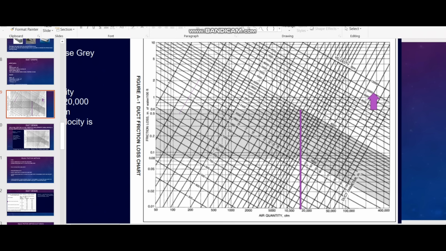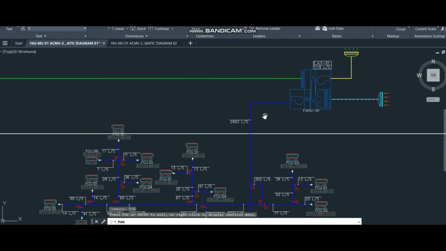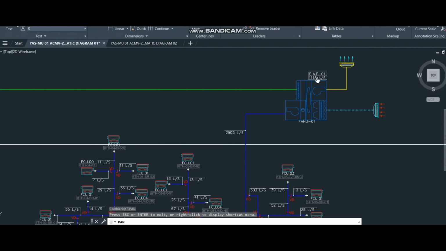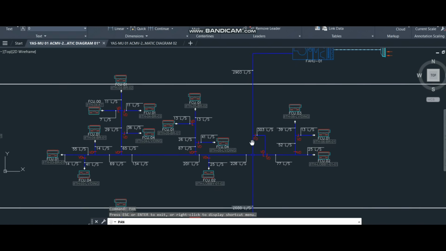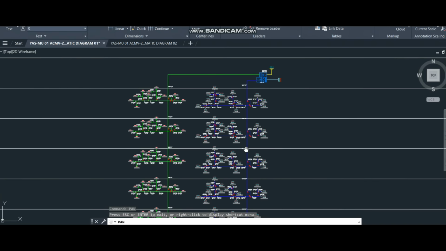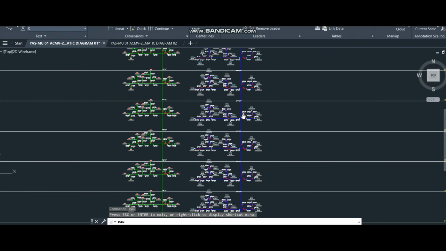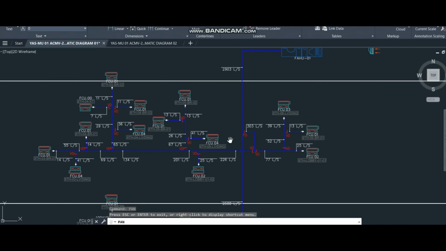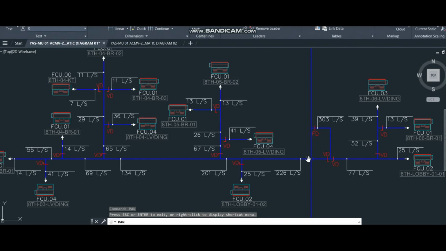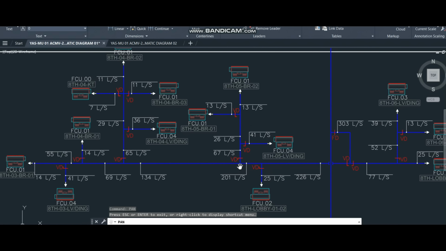I will show you one example so you can understand it very easily. What you see here is the fresh air handling unit, and from it we have the supply side, the blue line, and the green line is the return. The supply line supplies different floors like this, so there are different supply connections. If I see any one floor, like here, this supply connection is 226 liter per second, which supplies different fan coil units because this is the fresh air requirement.